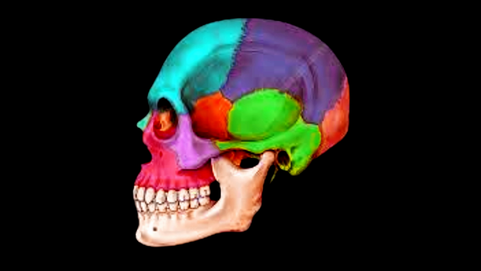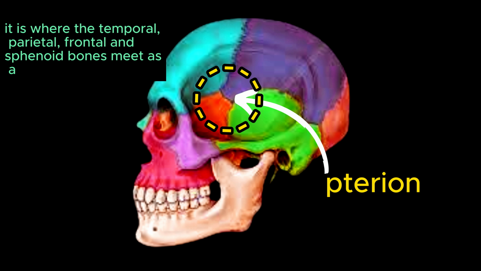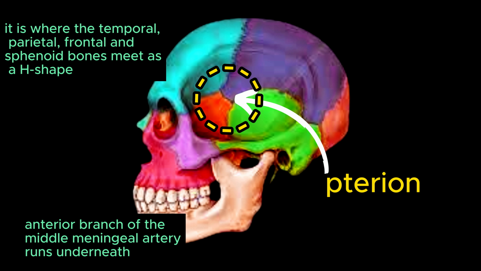1. The pterion. This is regarded as the weakest point of the skull. The anterior division of the middle meningeal artery runs underneath the pterion. Any injury at this point may rupture the artery and cause harm.